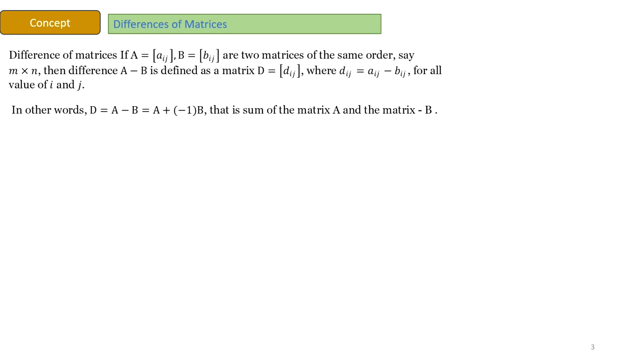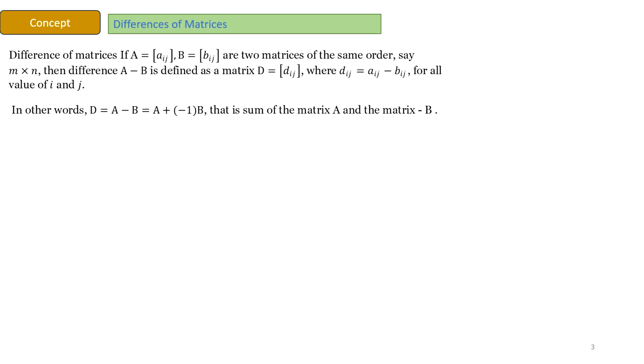Concept: difference of matrices. If capital A and capital B are matrices of the same order, say m by n, then the difference A minus B is defined as a matrix D, where each element of D represented by small dij is equal to small aij minus small bij, where small d, small a, small b represent an element of the corresponding matrices.